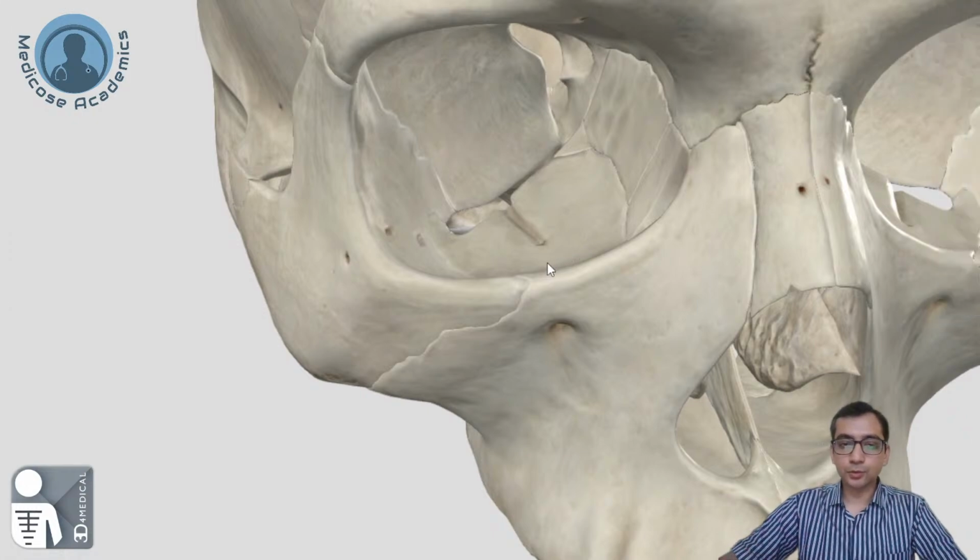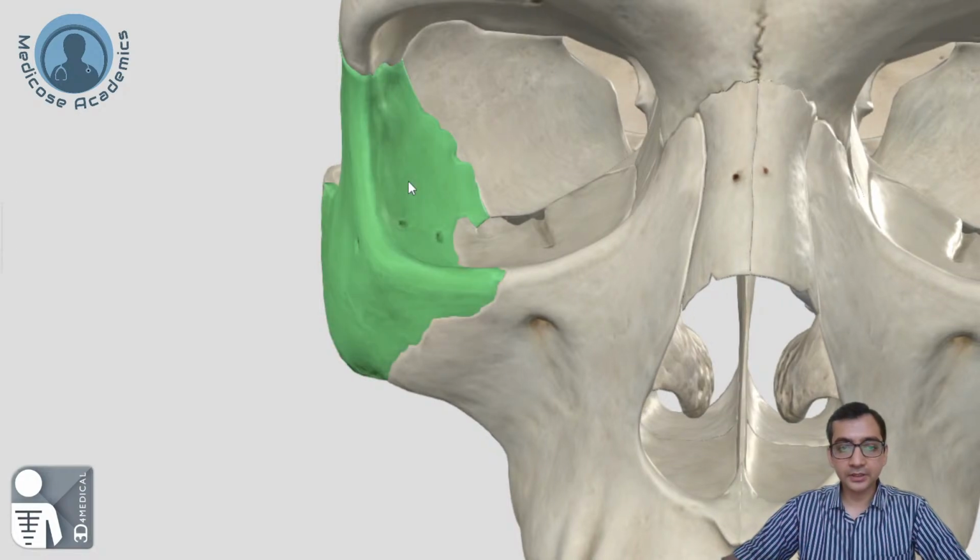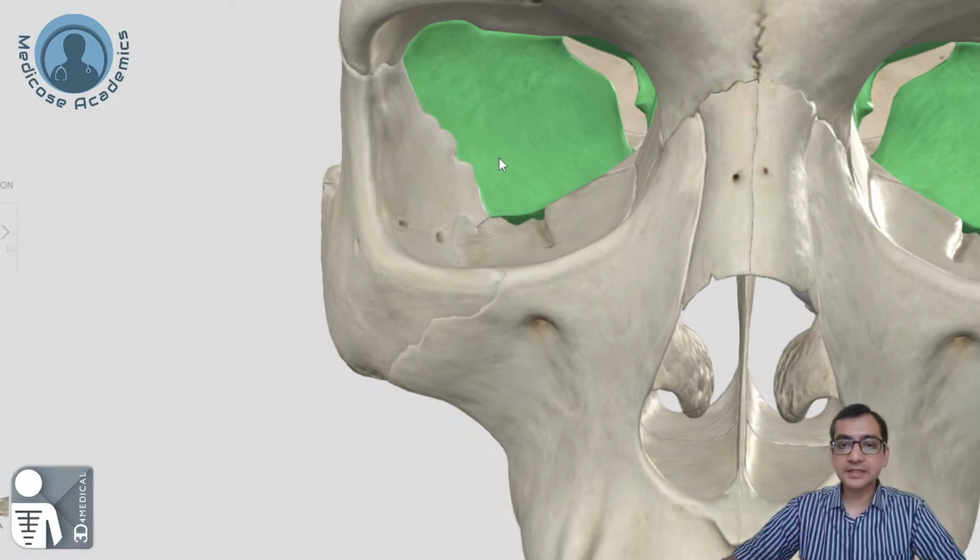Okay, let's get to the lateral wall. It is simpler. It is made up of two bones. Here in the front you can see the zygomatic bone. In the back you can see the sphenoid bone. This particular portion is the greater wing of sphenoid.